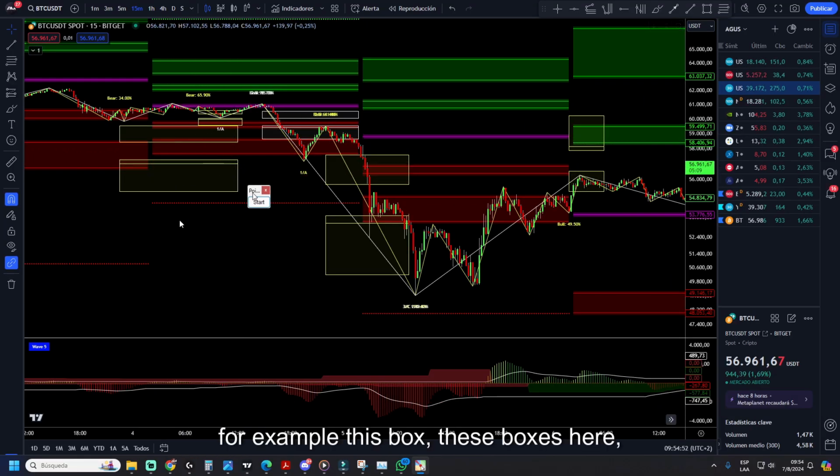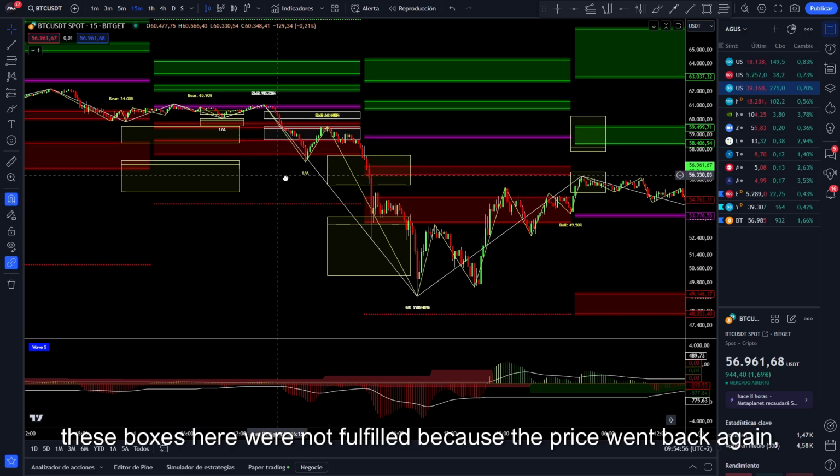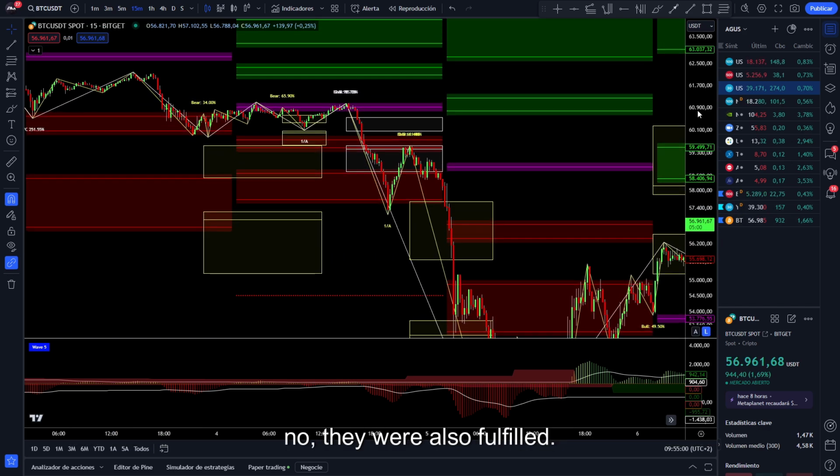For example, this box, these boxes here were not fulfilled because the price went back again. No, they were also fulfilled.